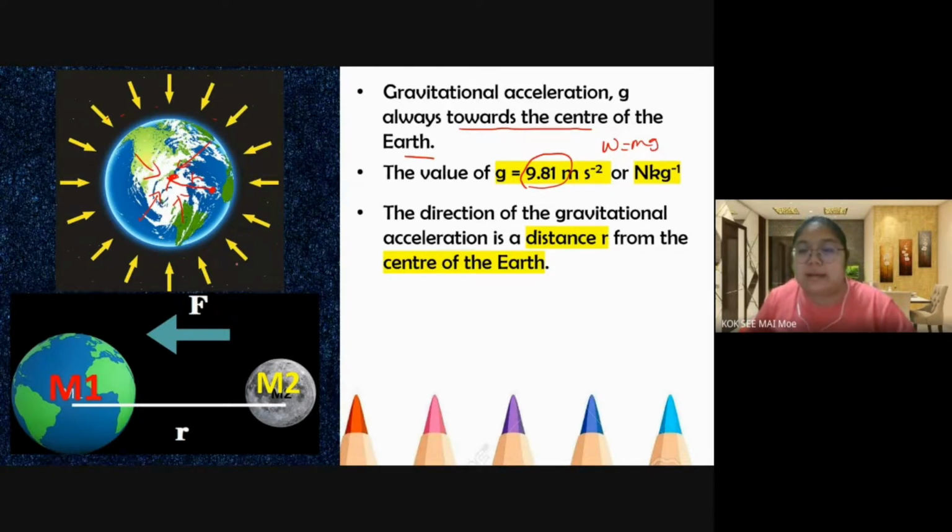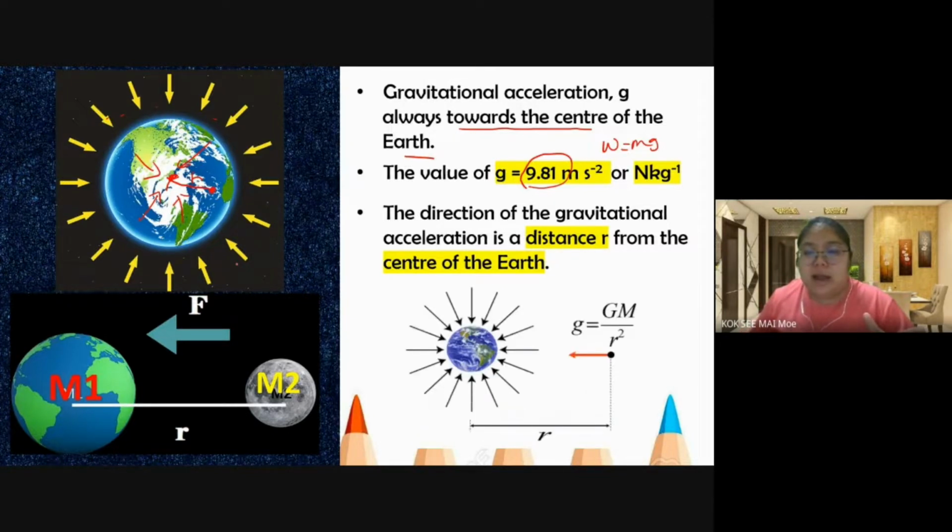Go to the center of the Earth. So it depends on how far. If you are further, your distance should be longer. If you are shorter, then your distance becomes short, and also all the directions must go to the center of the Earth. And the last one, you can see the example. If the object is from here, the force is pulling to the center of the Earth.